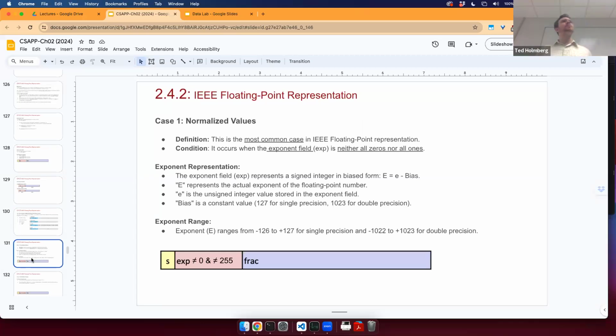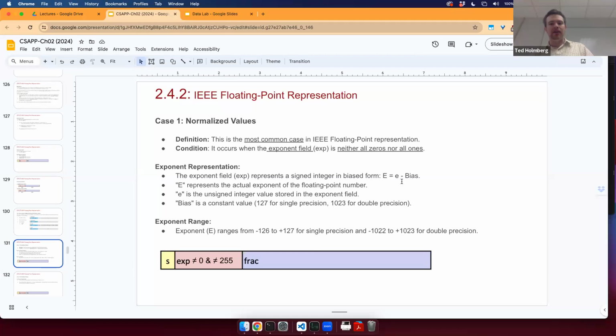So let's talk a little bit about what it means to be a normalized value or a denormalized value. I think it's pretty obvious what it means to be a NaN, not a number, or an infinity value. So our normalized values represent the most common case. It occurs when the exponent field is neither all zeros nor all ones. In this instance, the exponent field represents a signed integer in biased form, where E will represent our actual exponent of the floating point number.